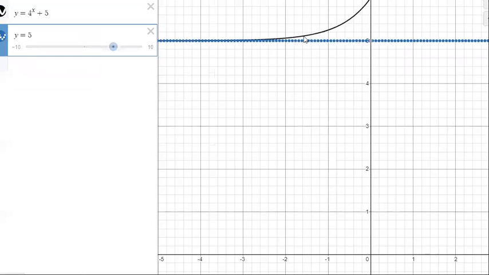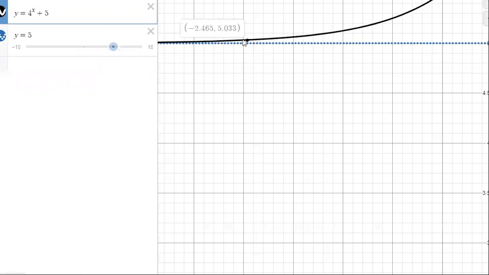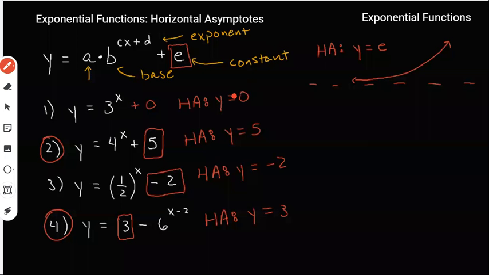So what you'll notice is the graph gets closer and closer to that horizontal dotted line, but it never crosses. And that is the nature of a horizontal asymptote. It's always going to behave that way. Let's look at number 4. I've got y equals 3 minus 6 to the x minus 2 power. So let's graph this and the horizontal asymptote y equals 3 and see what it looks like.